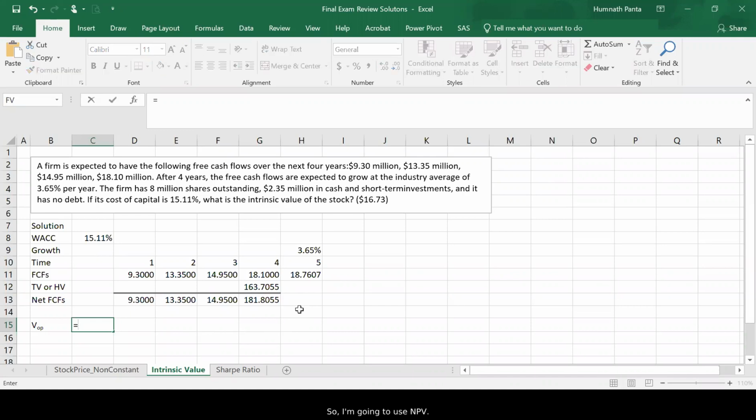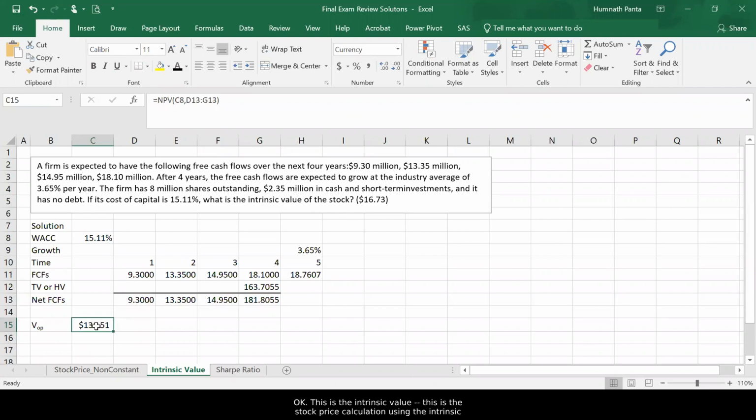So I'm going to use NPV, okay, and then I'm going to use the cost of capital, and I'm going to use all the values. Here you go. So you calculate value of an operation. So this is the total value of this free cash flow. Okay, this is the intrinsic value. This is the stock price calculation using the intrinsic value of the company.